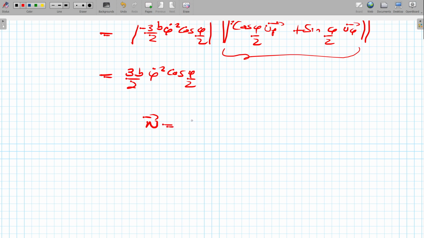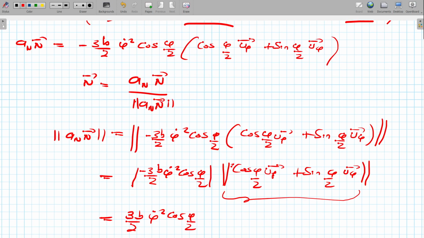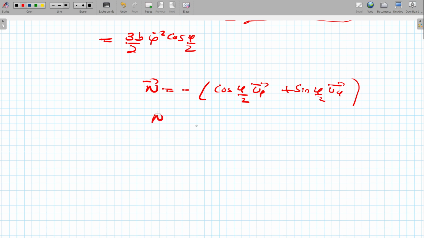And so this means that our n is going to be minus cosine phi divided by 2 u_r plus sine phi divided by 2 u_phi, like so. This is the final answer for n. Or you can say n is minus cosine phi divided by 2 u_r minus sine phi divided by 2 u_phi, like so. Okay, this is what we have.